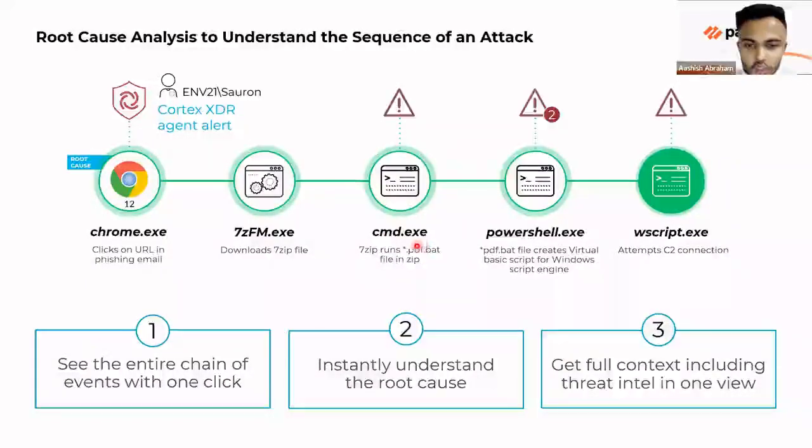So what is this pdf.bat? By seeing it itself, you can tell that this is a double extension. What do you mean by double extension? It is not your typical PDF, right? It looks like it is a PDF, but it is a bat file, right?